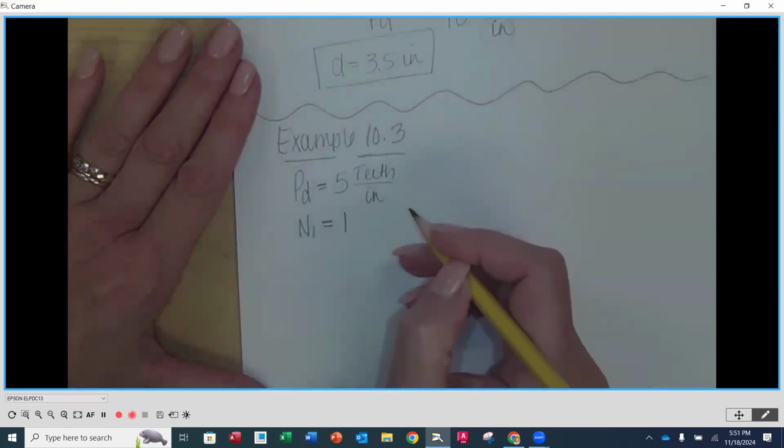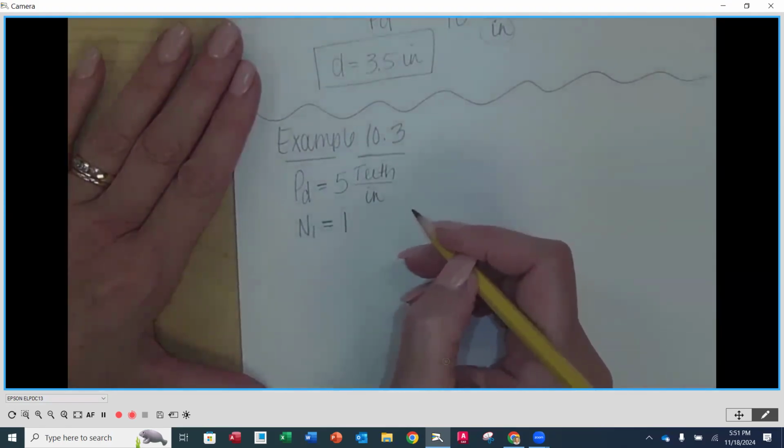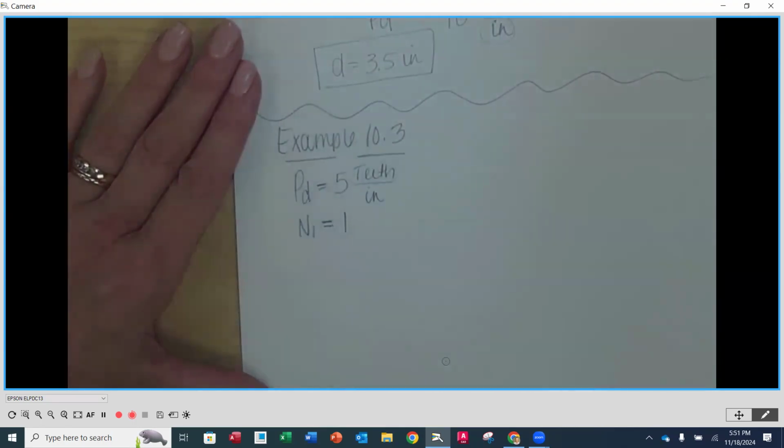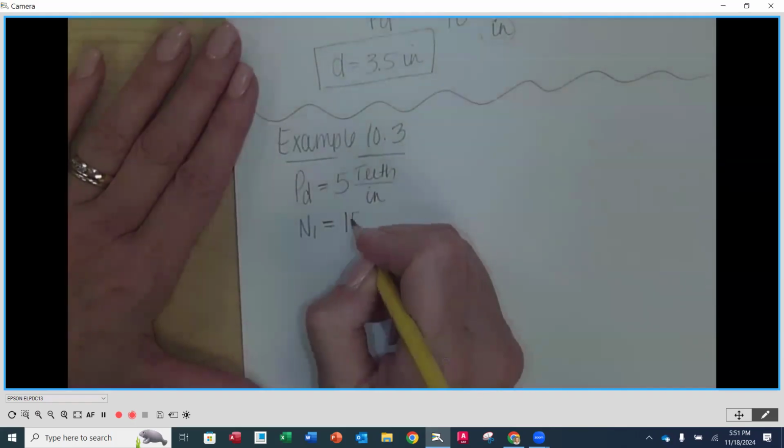I wouldn't advise it. You're going to see 1s and 2s. 1 is going to be your pinion. 2 is going to be your gear. So that's how you're going to see it most often. P and G? Could you do that? Yeah, as long as you're consistent. So this is going to be 15 teeth.